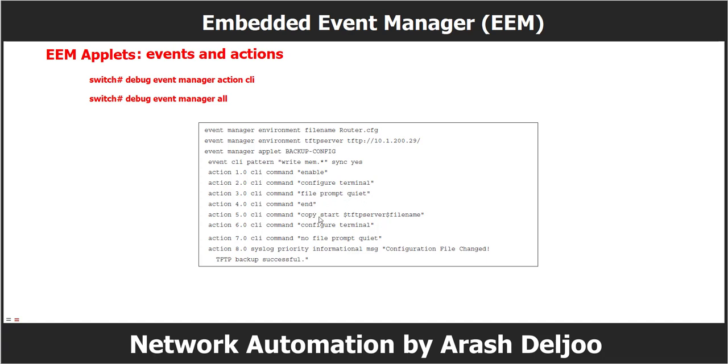Action 5 is copying the startup config to the TFTP server. Here we define the TFTP server IP address and then the file name. This is the file name. And after that, the next command is configure terminal, and finally no file prompt quiet.